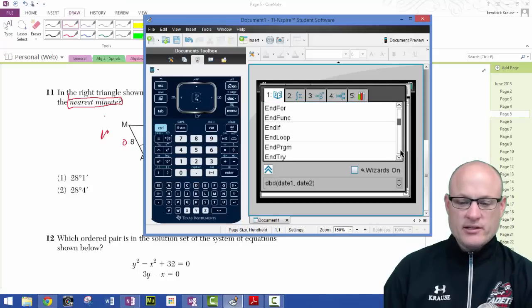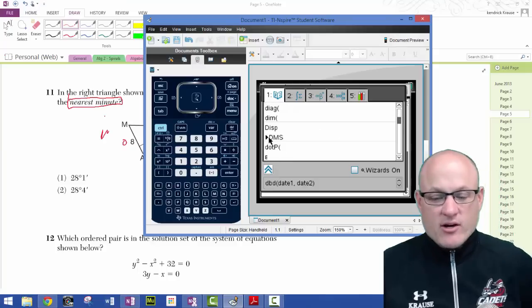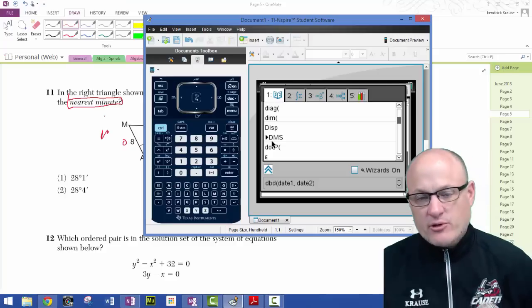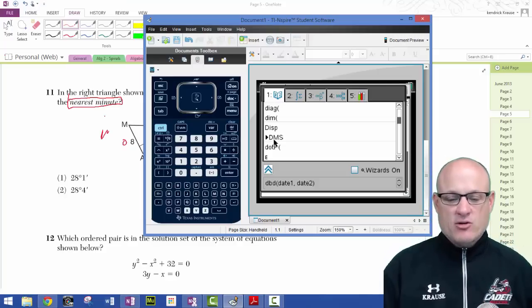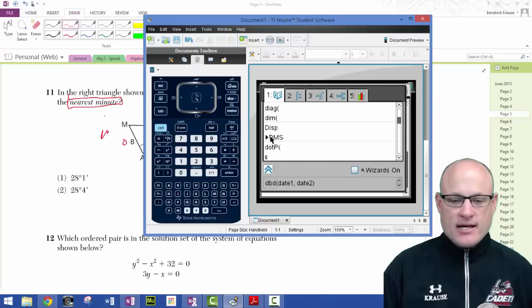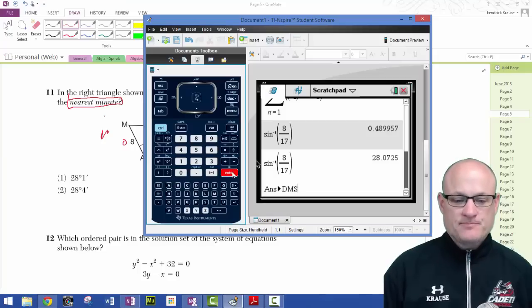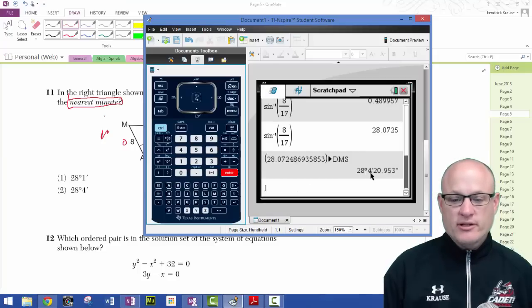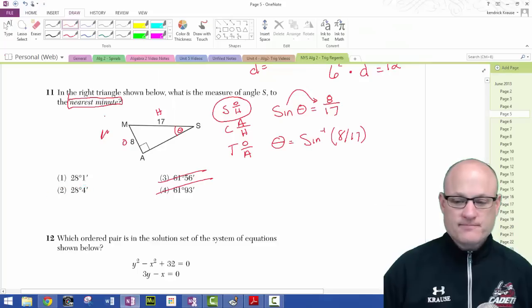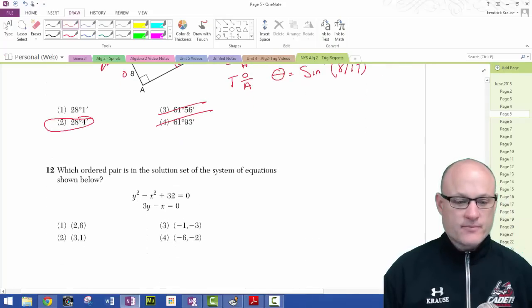I typed in the D's. At least it gives me this down here. You'll find here it is. This arrow means take whatever previous calculation was done and DMS it. Degree, minutes, seconds. We'll just double click on that and hit enter. So that says take the answer and DMS it. And we hit enter. So I get 28 degrees, 4 minutes, 20.953 seconds. But we need the 28 degrees, 4 minutes. That will give us choice 2. All right, that's it for that one.